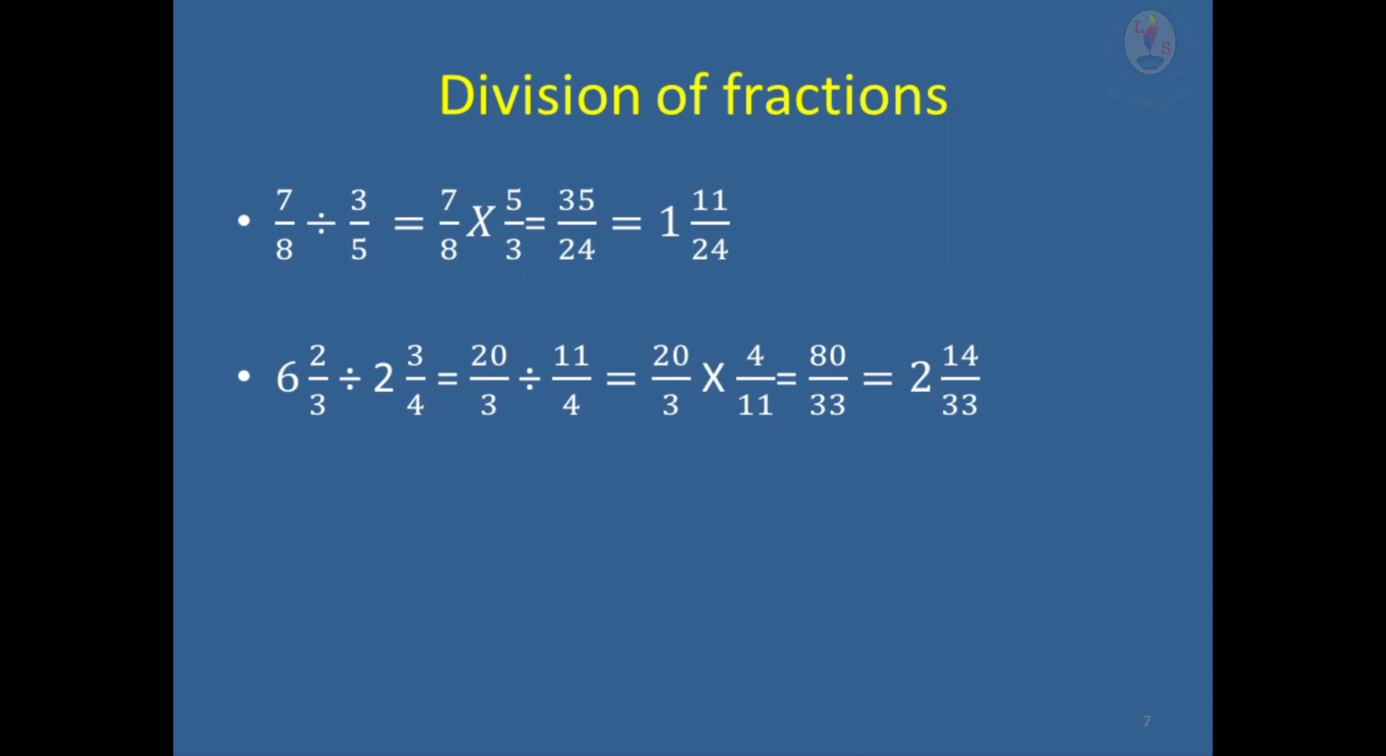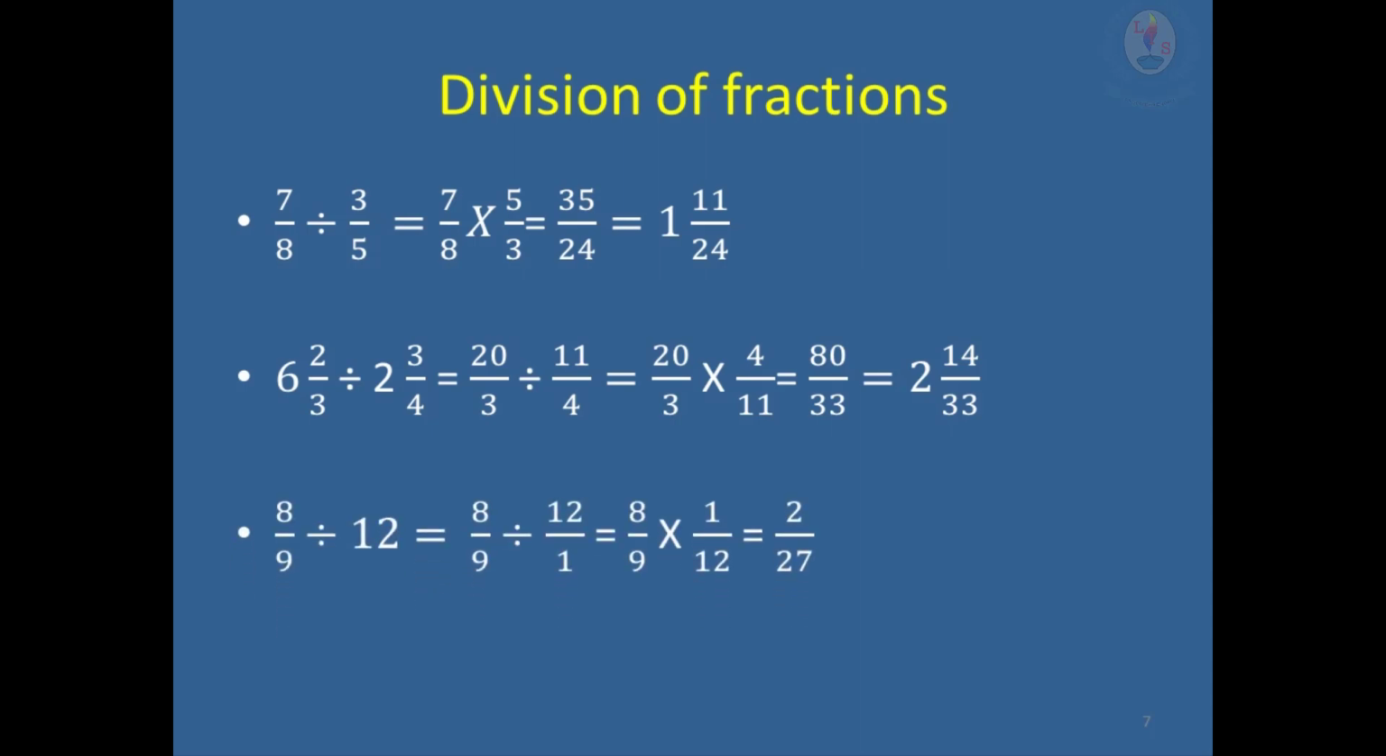Now we can multiply the numerators and denominators separately. 20 times 4, 80 over 3 times 11, 33. This is an improper fraction, so we have to write the final answer as a mixed number, 2 14 over 33.